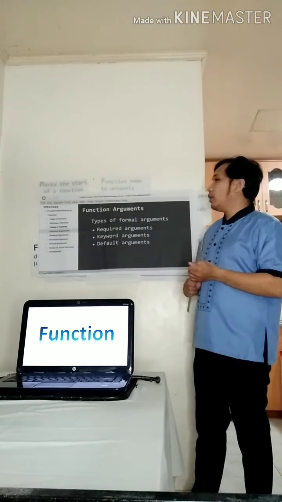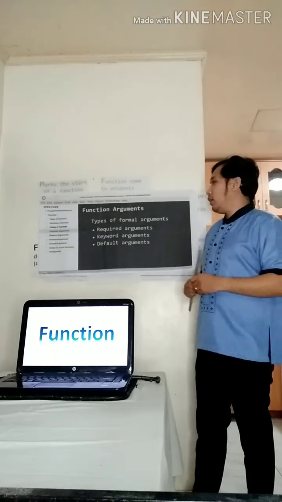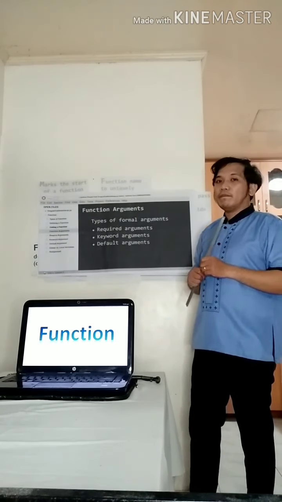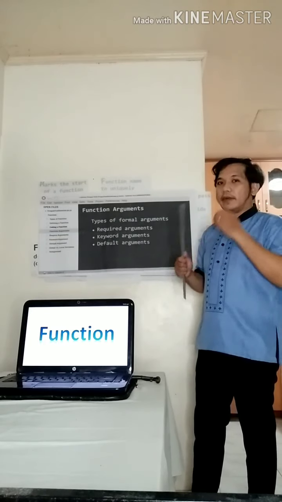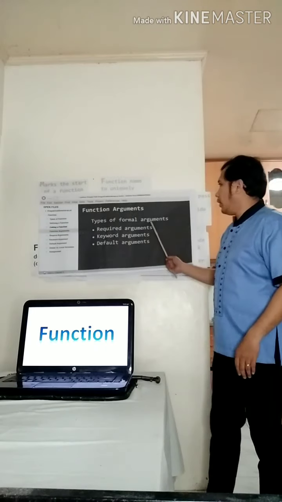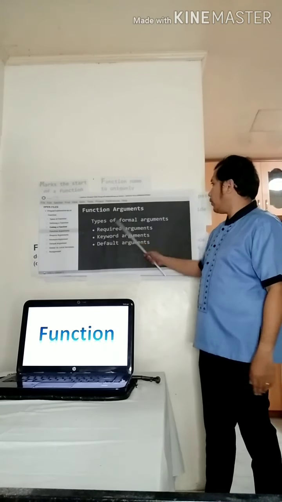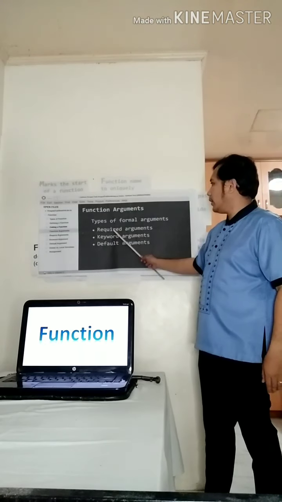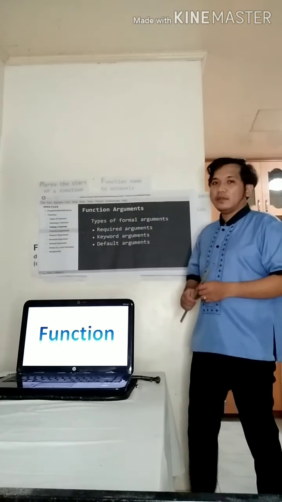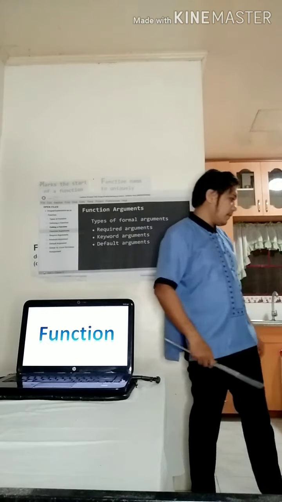Now we know how to define a function, or how to create a function, and how to call it. We will now dig in more on the arguments or parameters. So, function arguments. There are three common types of formal function arguments: required arguments, keyword arguments, and default arguments. We will explain these one by one.